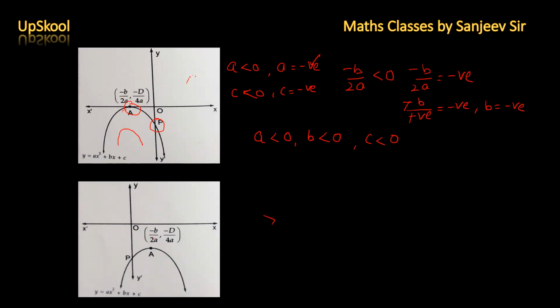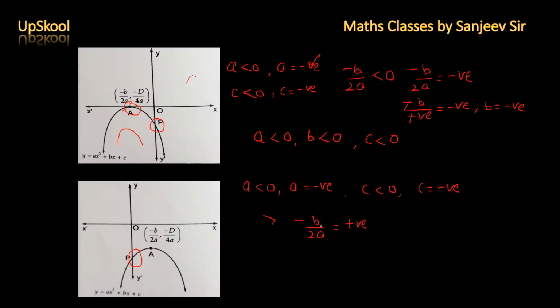In this question, the parabola is opening downward. So as we have learned now, a is less than 0, that is a is negative. The graph is intersecting negative direction of y-axis. तो c क्या आ गया हमारा? Less than 0, c negative. The vertex lies in fourth quadrant. Fourth quadrant में x coordinate positive होता है, तो minus b/2a is positive.